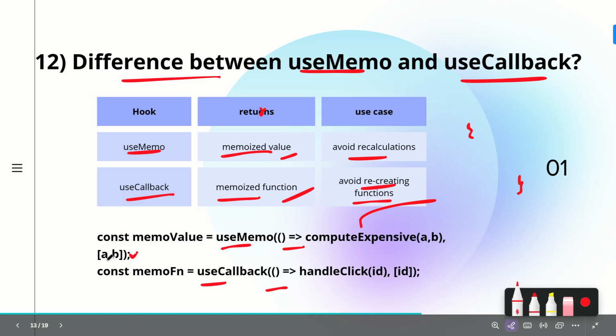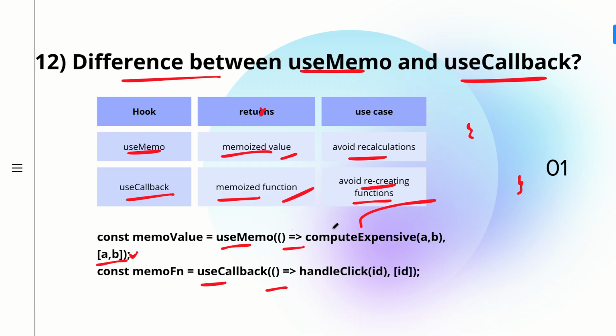So what are we doing here? We have written a dependency array: in computeExpensive we are passing some data, a comma b. So we are checking that in case this data changes, then only do the recalculation, else do not do any recalculation. If your component is rendering without any change in the data, then what's the point of recalculating it again and again? So that is why we make use of useMemo.